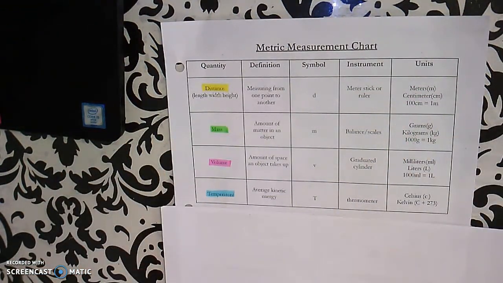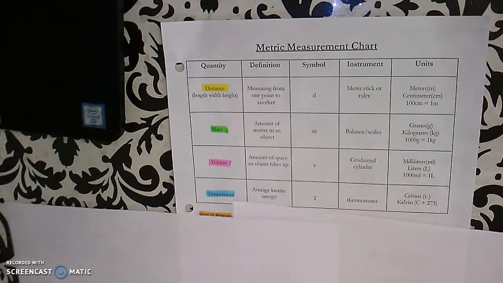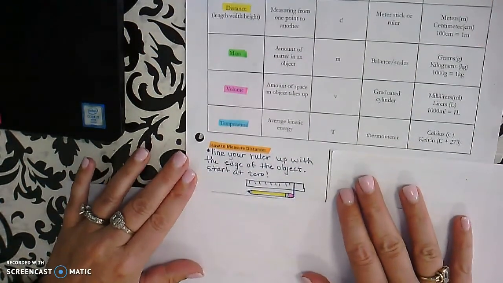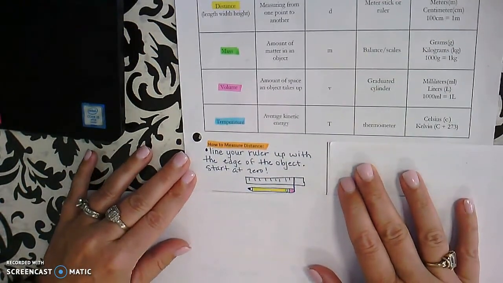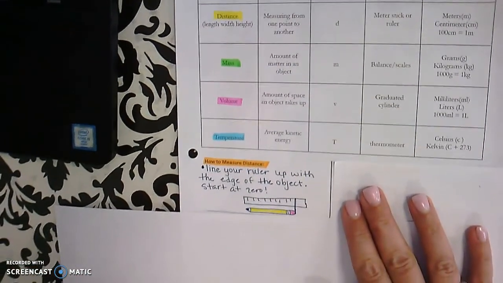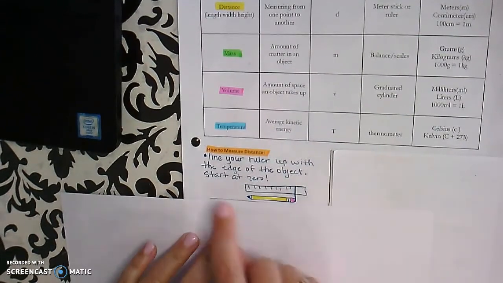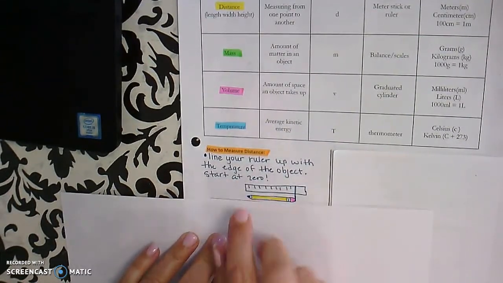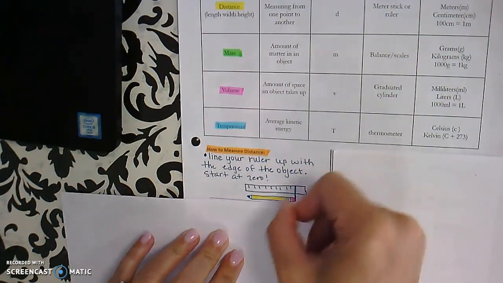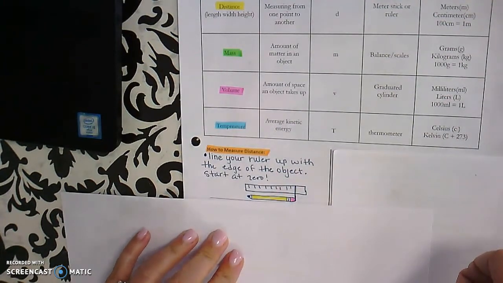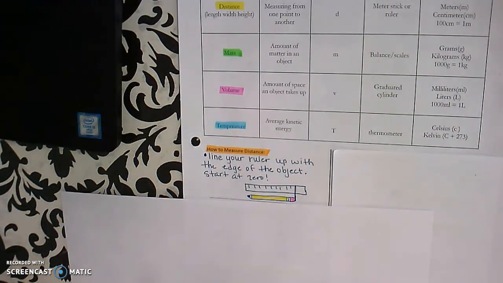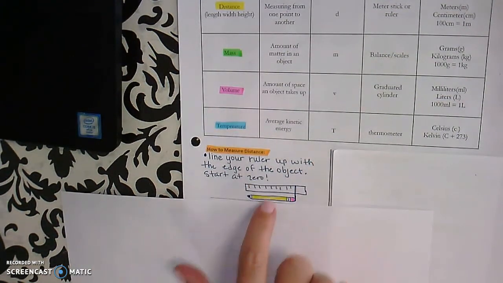So down on the bottom of your paper, you're going to add a little something extra to that. And so highlight where it says how to measure distance. You are going to line your ruler up with the edge of the object and make sure that you start at 0. And then once you do that, you'll just measure across. And if you're dealing in centimeters, each of the little hash marks after that, remember, are a tenth because those are your millimeters. So feel free to pause the video, get this little how-to and your picture.